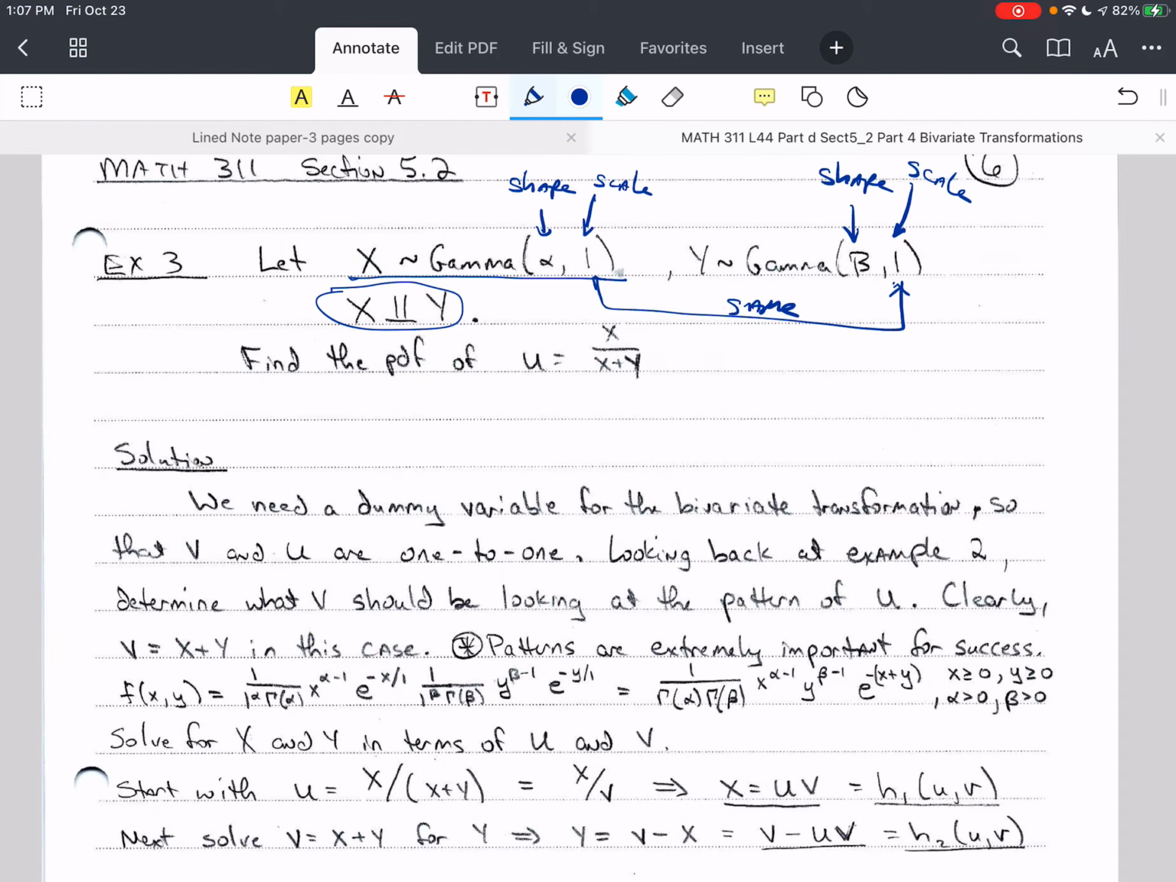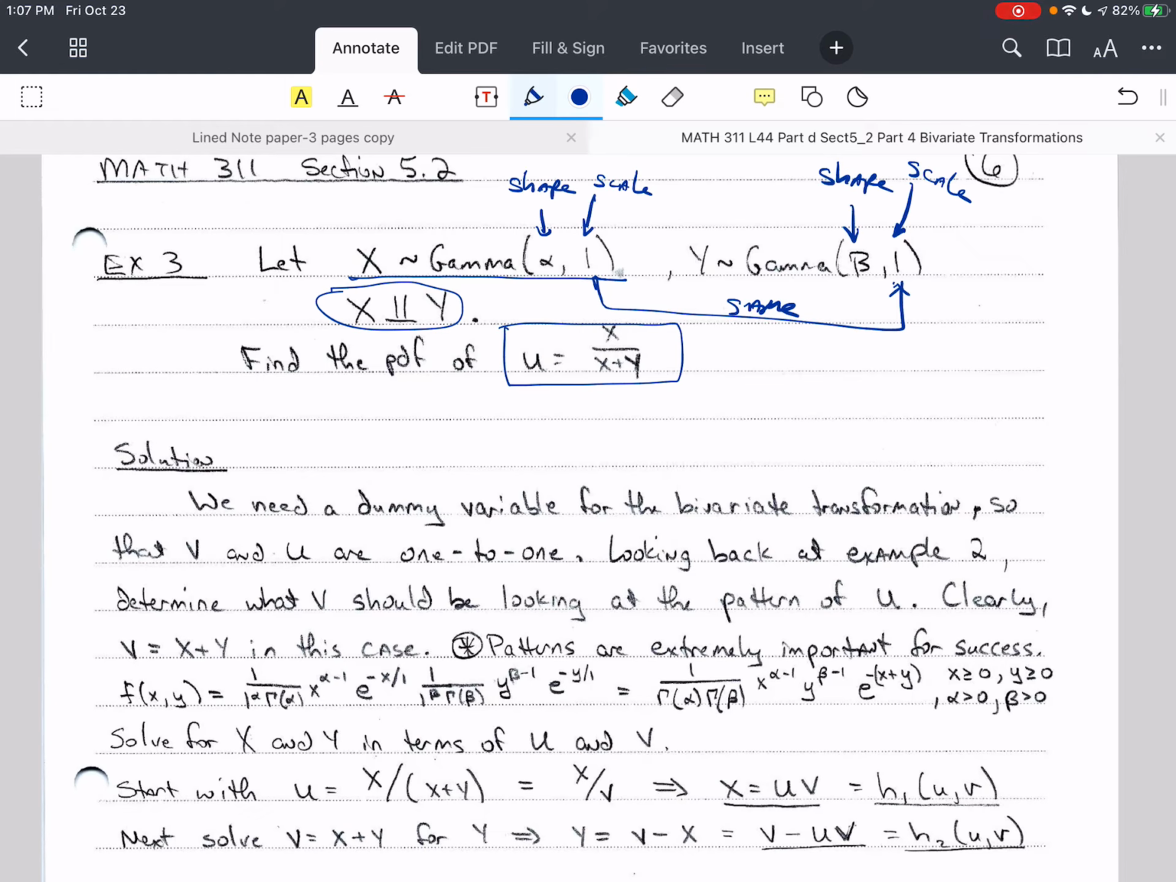And then we can use the result that we're going to find for this section very easily as long as these scale parameters are the same. Then we will add the shape parameters and get a gamma. But I'm getting ahead of myself. What we want to find is the PDF of U, which is X divided by X plus Y.